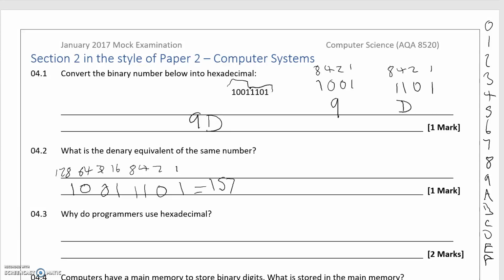157. Or you can take your 9D and do 9 times 16, because hexadecimal is base 16, and then D, which is 13, times 1. Add that up, and you will come to 157. So, simple as that, really.